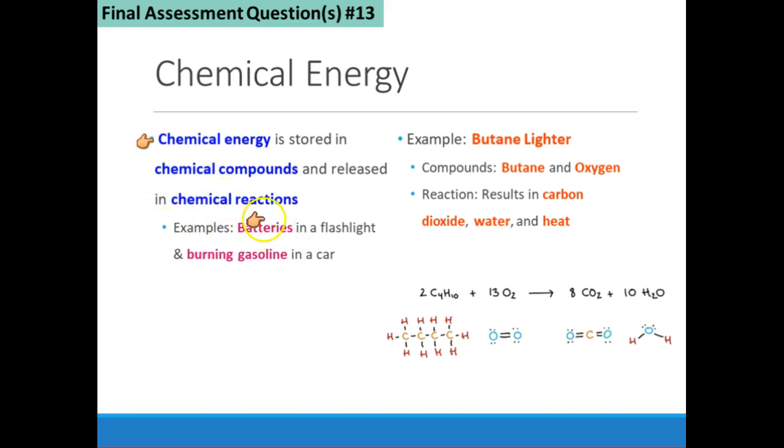So for example, batteries have chemicals inside of them that help to produce electricity in a flashlight. And burning gasoline allows us to produce motion in a car. Another really good example is a butane lighter. Butane is a chemical that reacts with oxygen, and the result is carbon dioxide, water, and heat. That's why you get fire from a butane lighter. So chemical energy is stored in chemical compounds and then released in reactions.